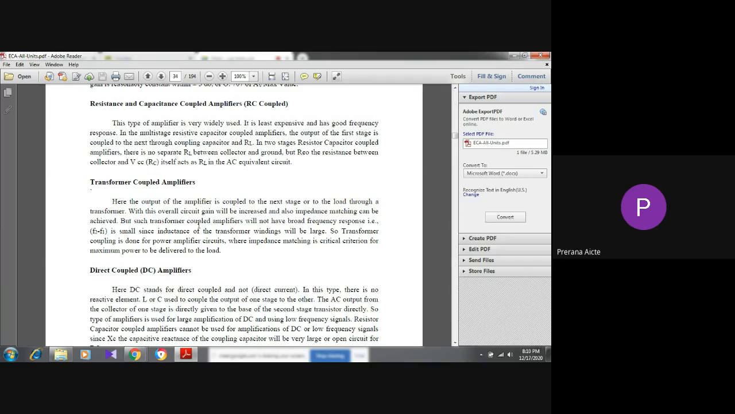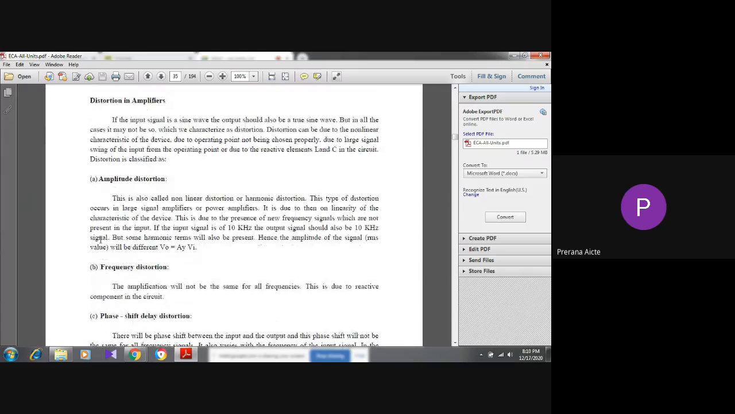Okay, everything clear? Right. Next. So next we'll see the distortion concept. So what is meant by distortion?